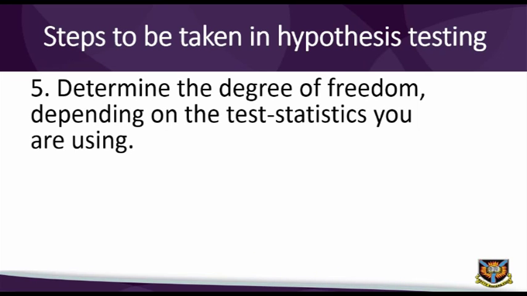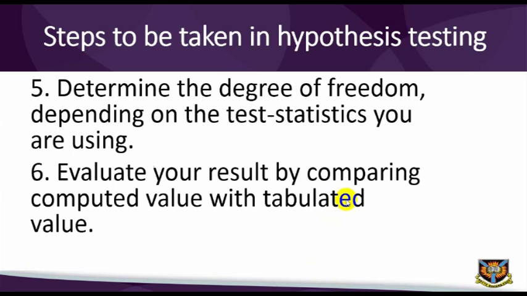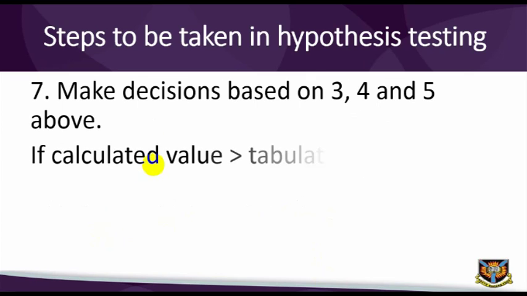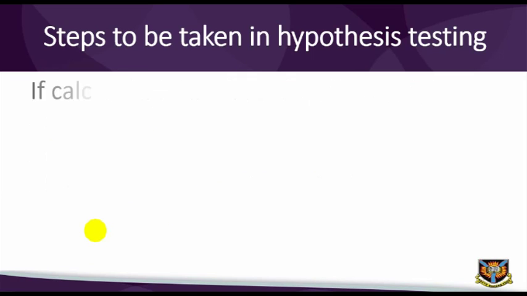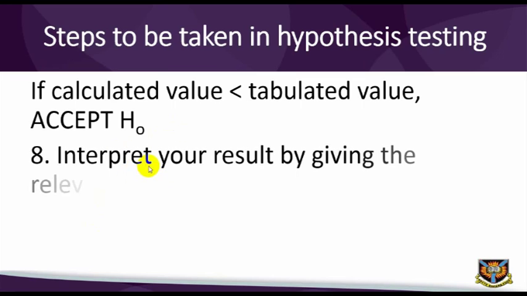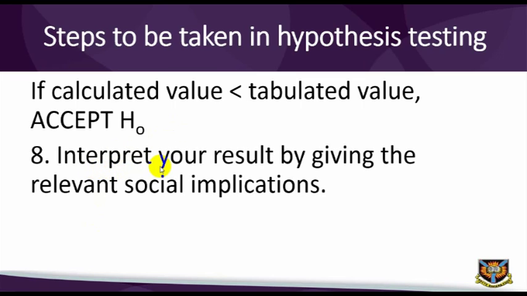6. Evaluate your result by comparing computed value with tabulated value. 7. Make decisions based on 3, 4, and 5 above. If calculated value is greater than tabulated value, reject H0. If calculated value is less than tabulated value, accept H0. 8. Interpret your result by giving the relevant social implications.